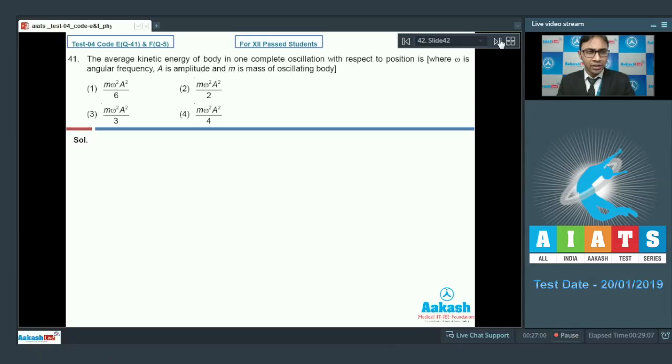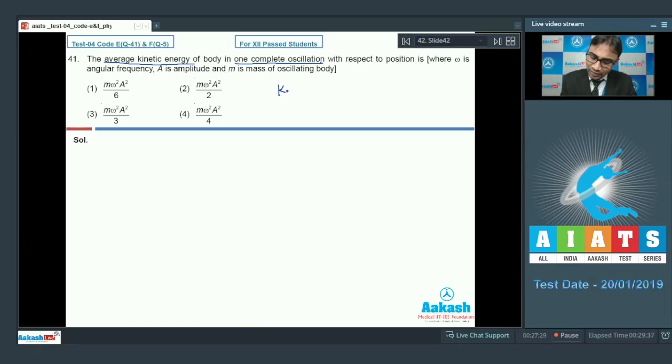In question 41, it says that the average kinetic energy of a body in one complete oscillation with respect to position is, where omega is angular frequency, A is amplitude, and m is mass of oscillating body. So we need to find the average kinetic energy of a body in one complete oscillation. We know that in SHM, kinetic energy is always positive if you move forward or backward. So it doesn't matter in one complete oscillation, either you take negative or positive, right?